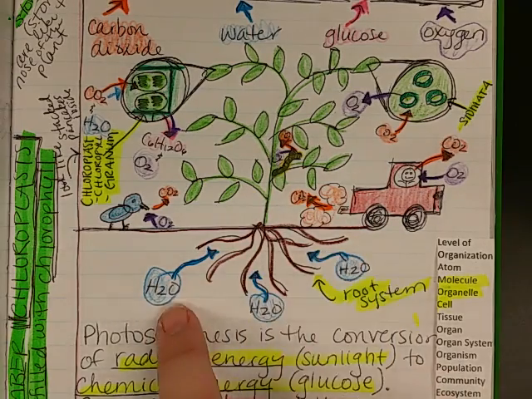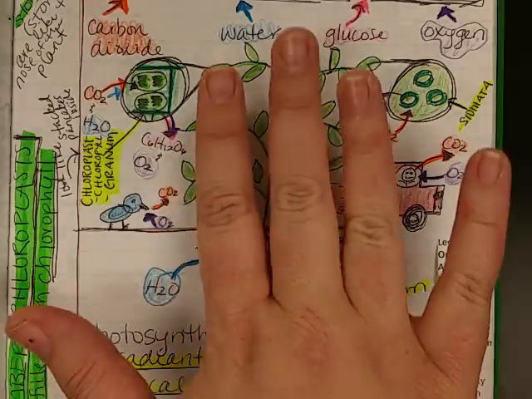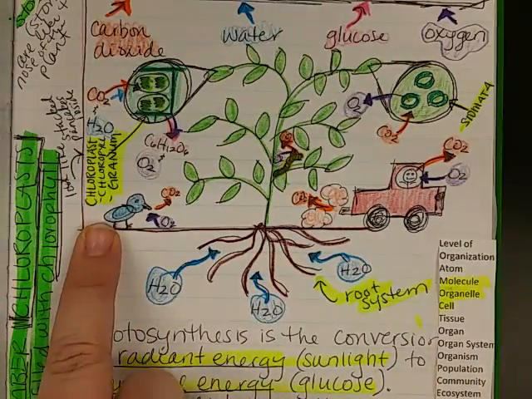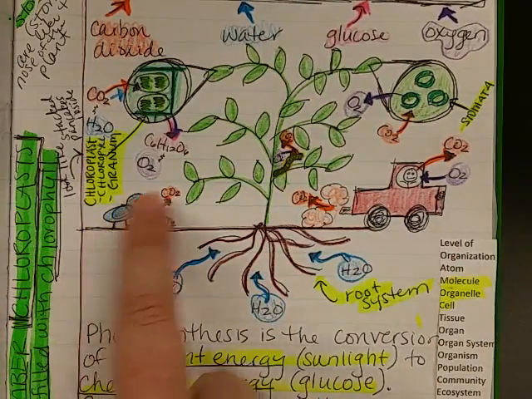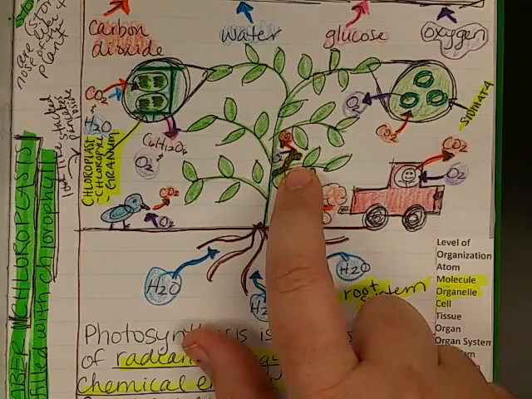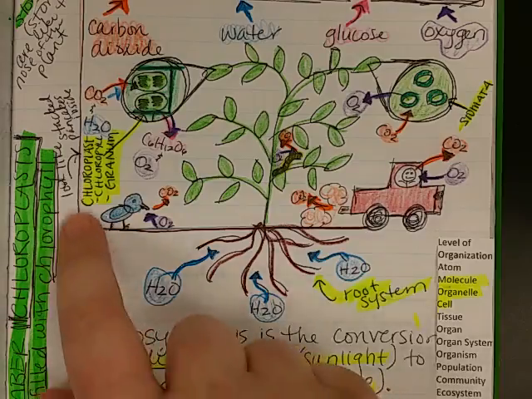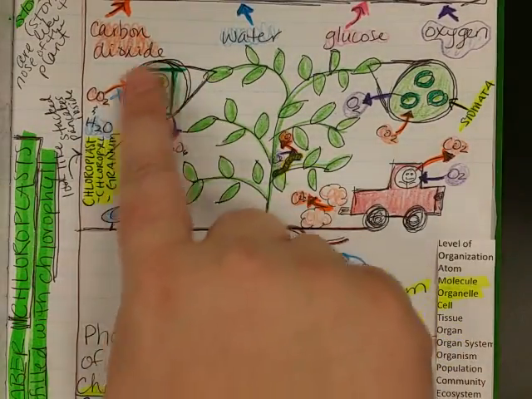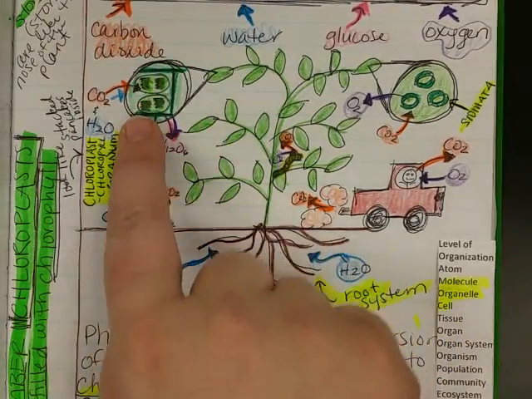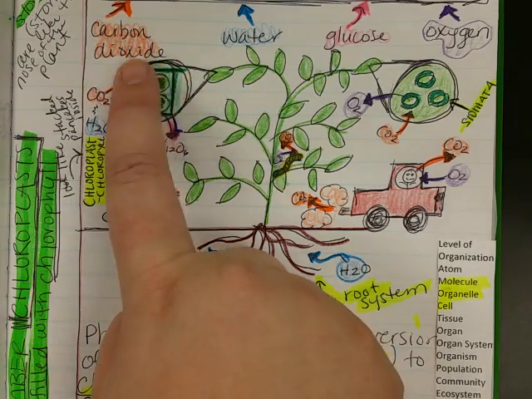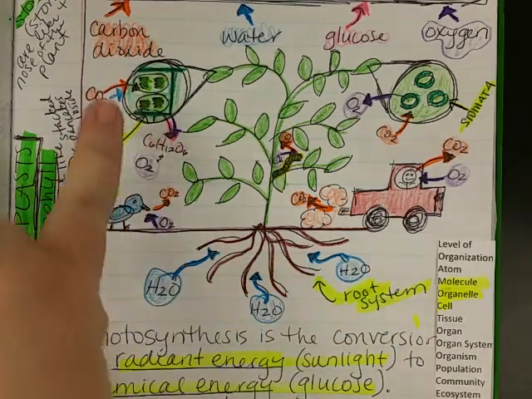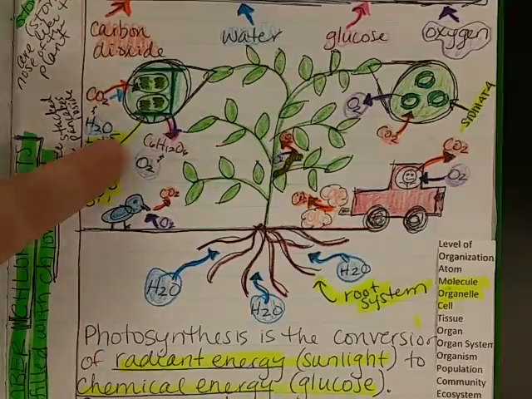Down here in the root system, we've got water going up through the root system. The bird breathes in oxygen, lets out CO2. The little worm breathes in oxygen, lets out CO2. Over here in the chloroplast, this is like a microscopic view inside the leaf. This is a cell. These are chloroplasts right here.